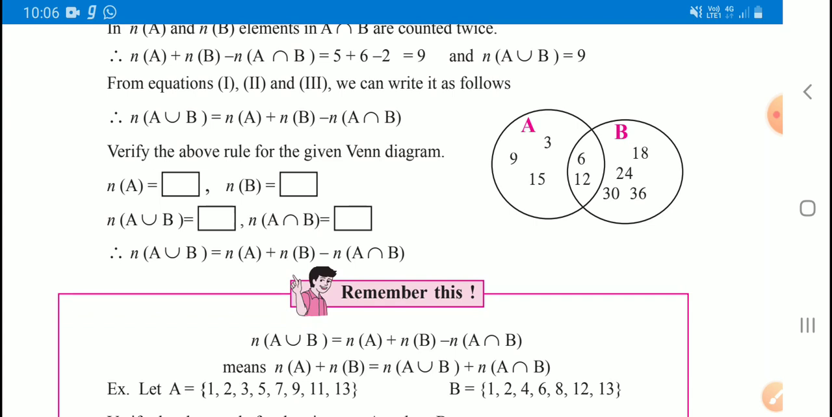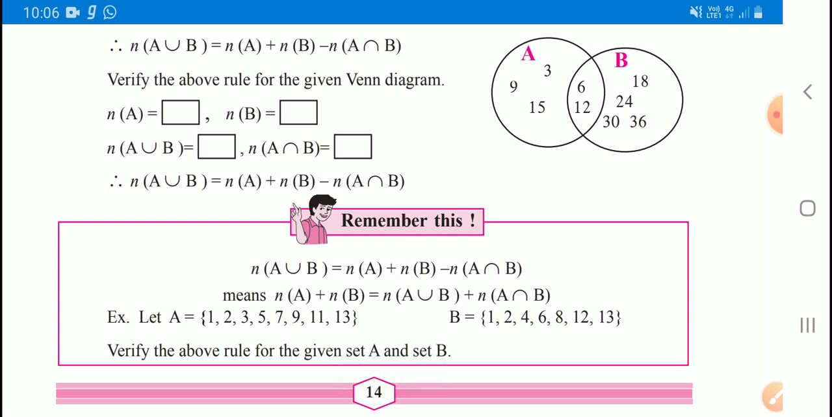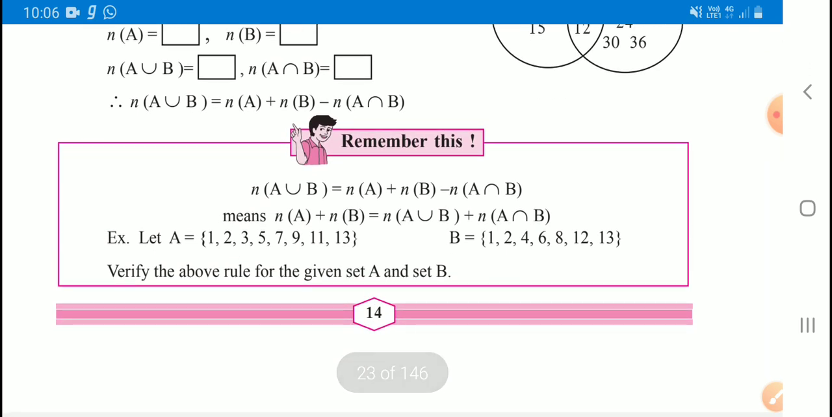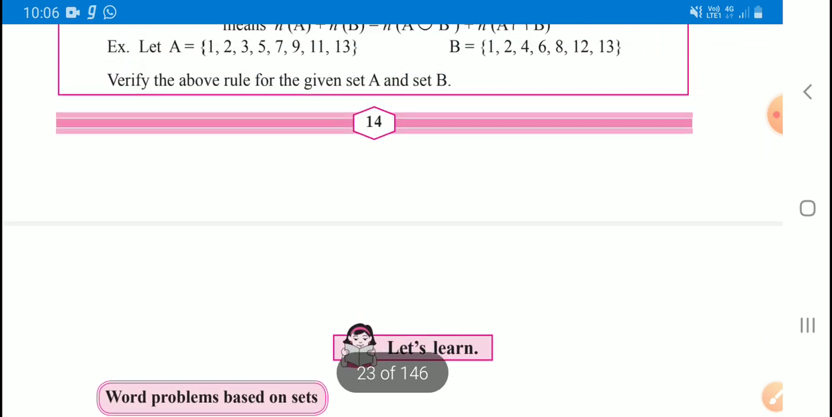Now they say to verify this by using the Venn diagram. You can find it and you will get the answer to this question. Means for n of A, you have to count the elements from set A, then count the elements from set B, then find A union B and A intersection B. You will get n of A union B is equal to n of A plus n of B minus n of A intersection B. You have to remember this formula and solve the examples based on this.